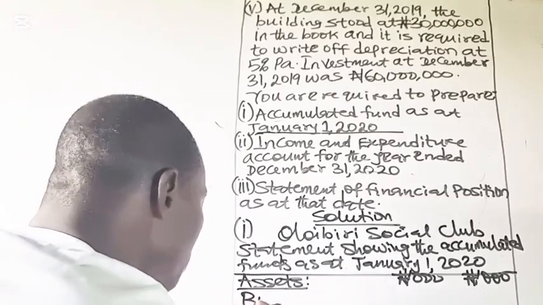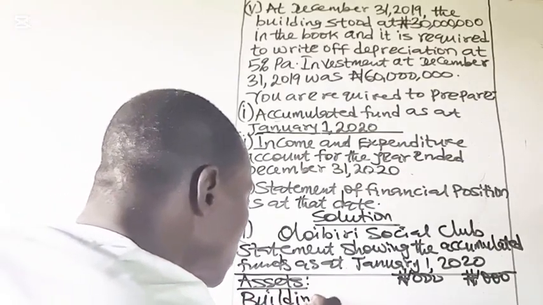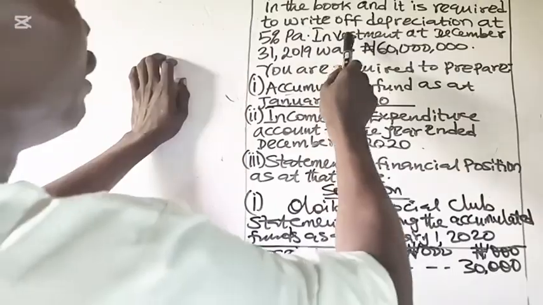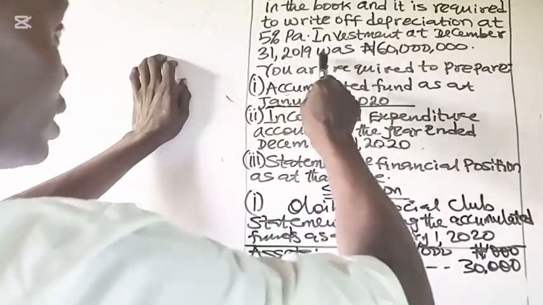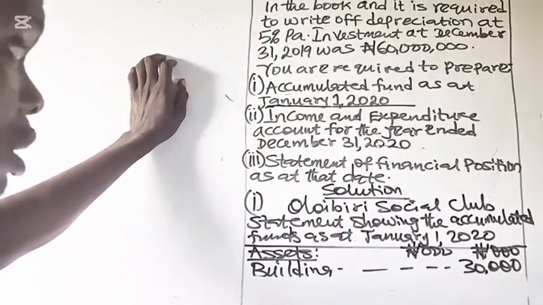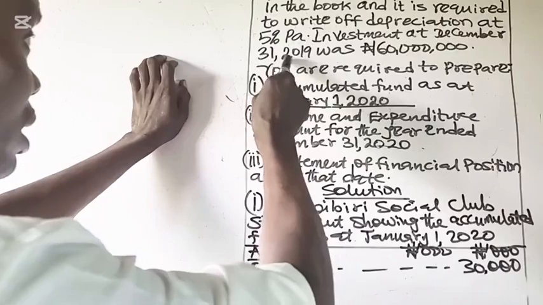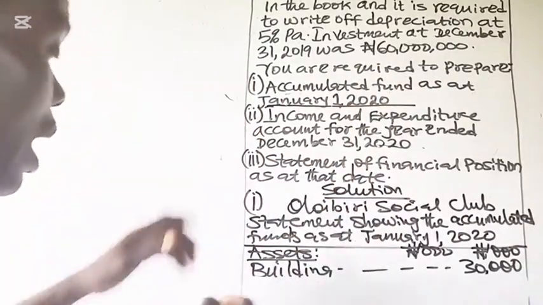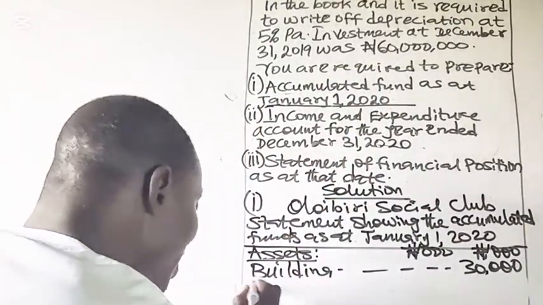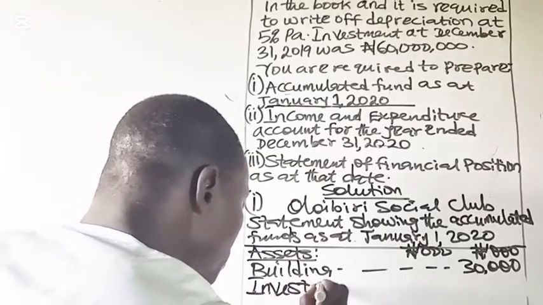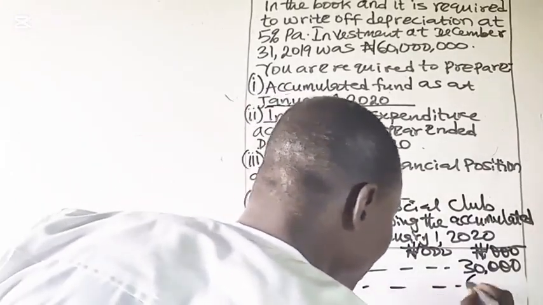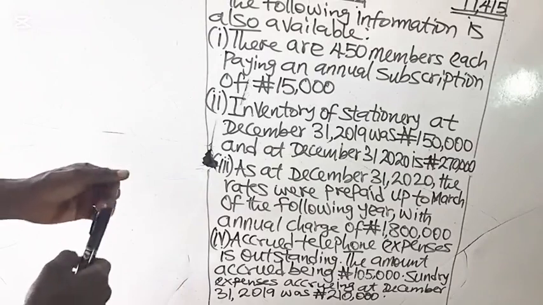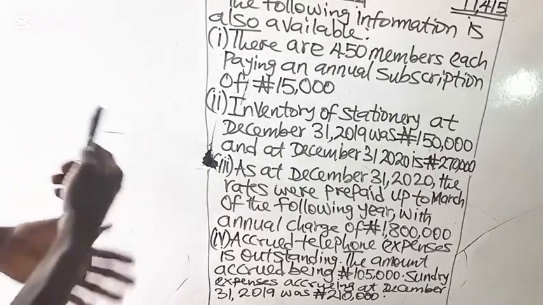Building, 30 million. Investment at December 31st, 2019 was 60 million. You know the year under consideration, the year 2020. So that means the balance in 2019 relates to the opening entry. So you have it in as the opening balance. Investment, that is 60 million. Let's check the other additional information in order to ascertain if there are opening balances.